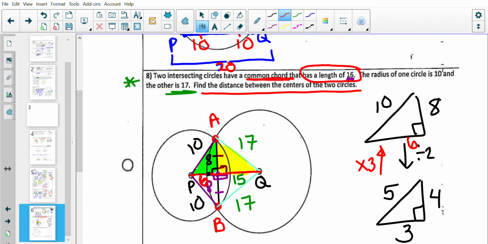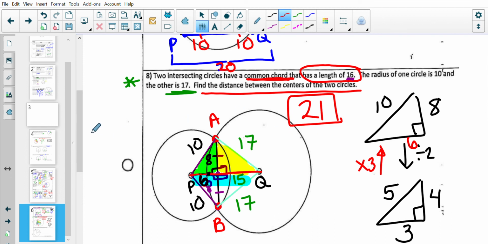Now the length between the two centers from P to Q is not 6 and it's not 15. It is 6 plus 15, which is 21, and that's our answer. 21 units long between P and Q.